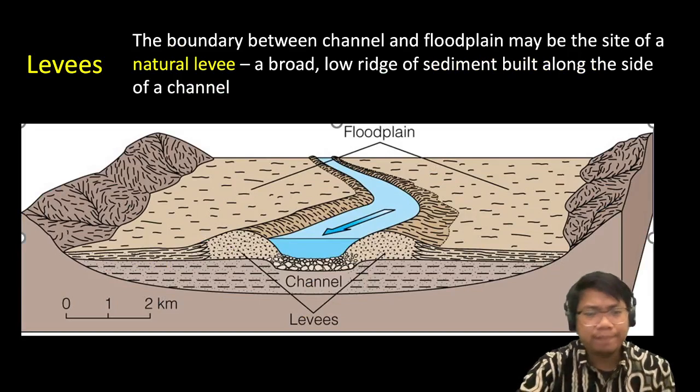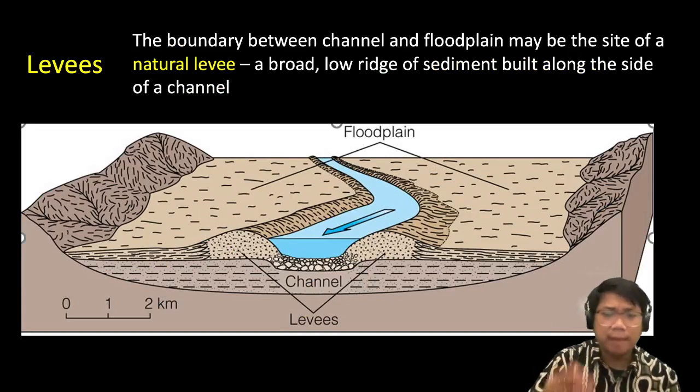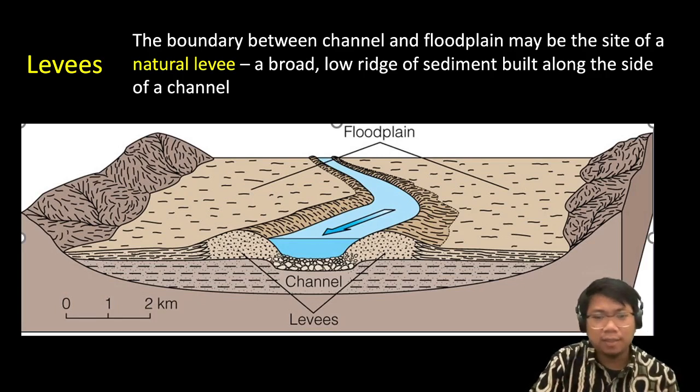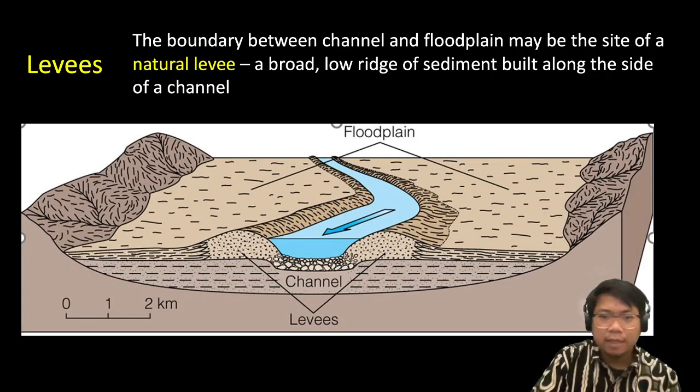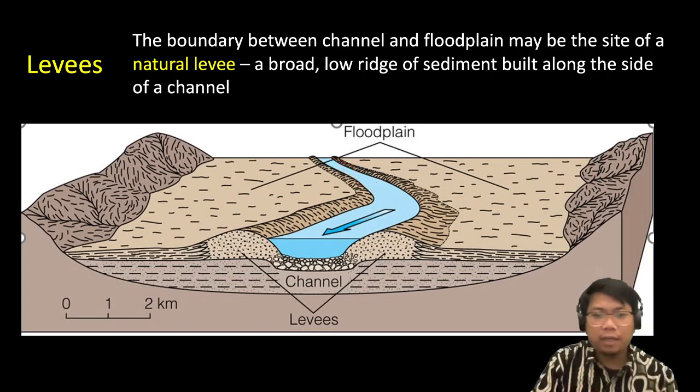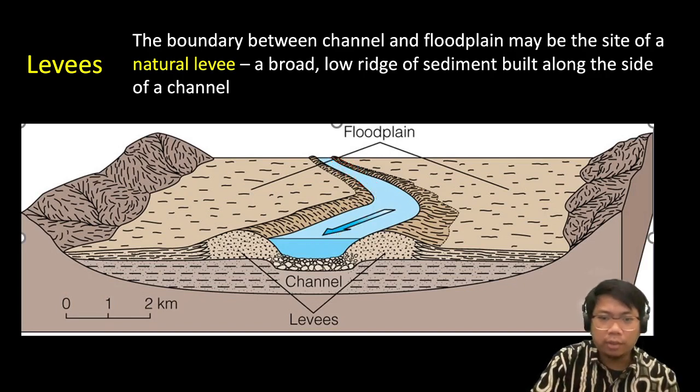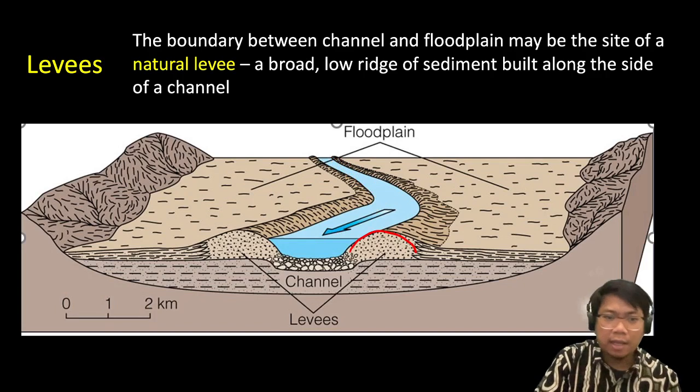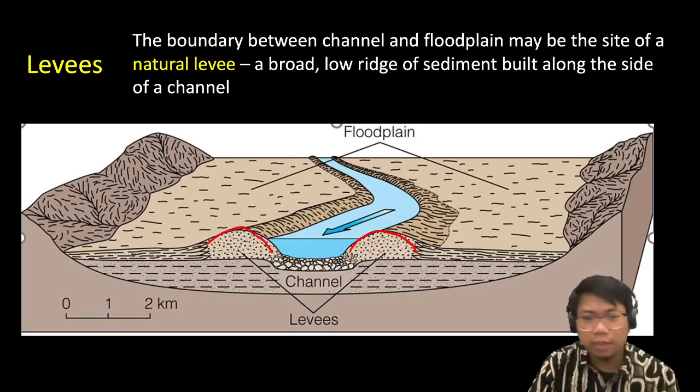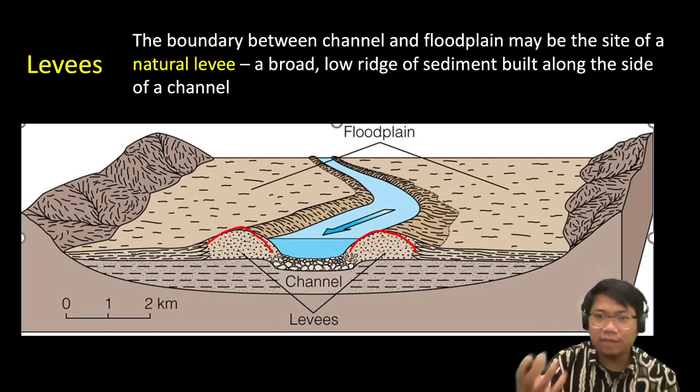So what are they? They are basically the boundary between the channel and floodplain, and they consist of sediment built up along the side of the channel. So for example, here is my meandering river. And here on the side, on the shoulder of that channel, I have built-up sediments right there. And that is what we call levees.